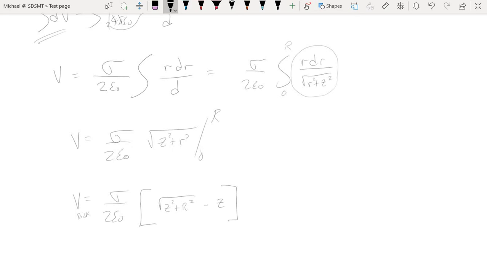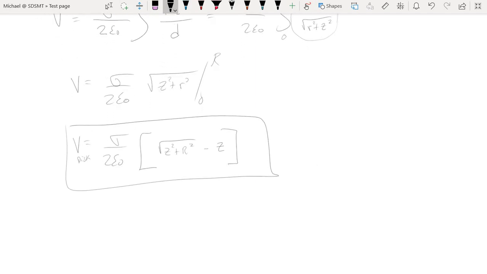And there we have it. We have the electric potential produced directly above the center of a uniformly charged disk. At this point, we can play the what if game again. So what if we let z go to 0?